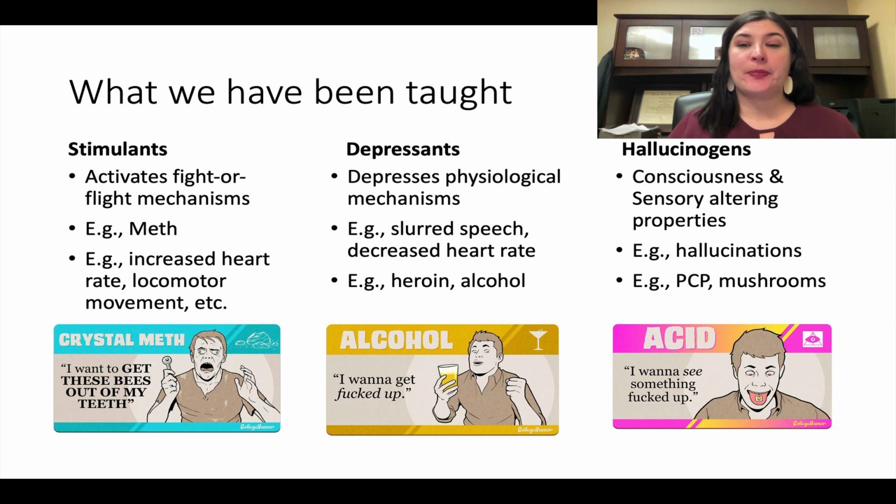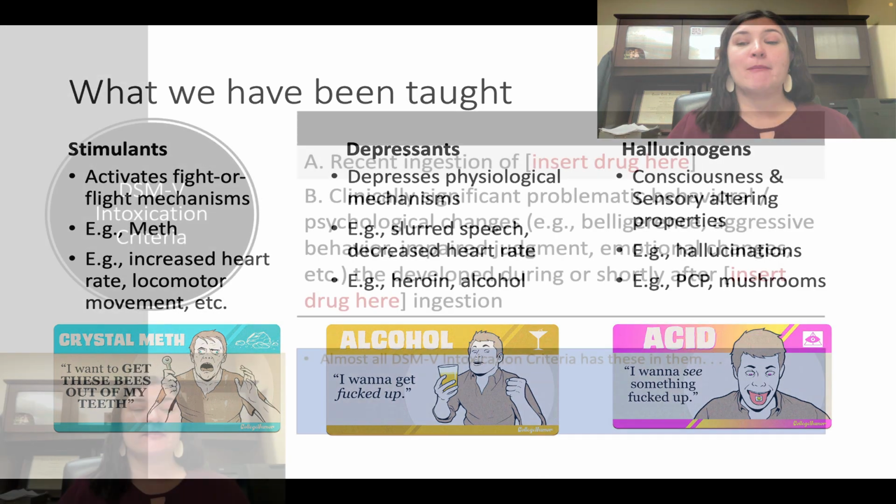alcohol would do. And then hallucinogens have consciousness and sensory altering properties, which kind of overwhelm the central nervous system. This is an example of hallucinations, which can be had through PCP or mushrooms.